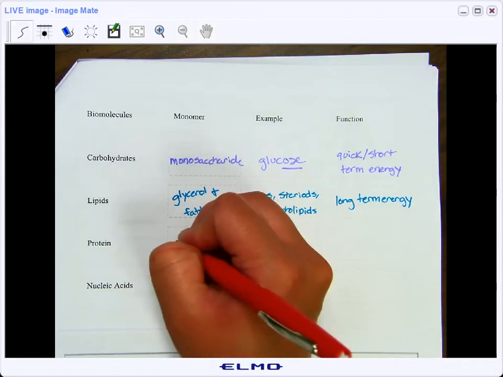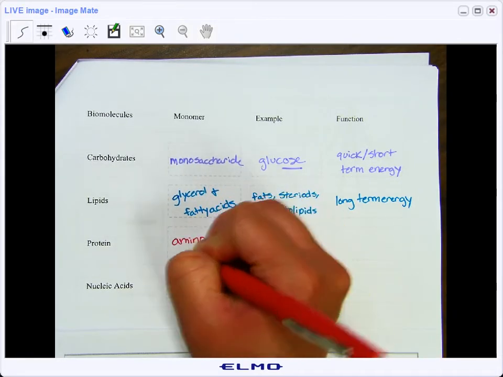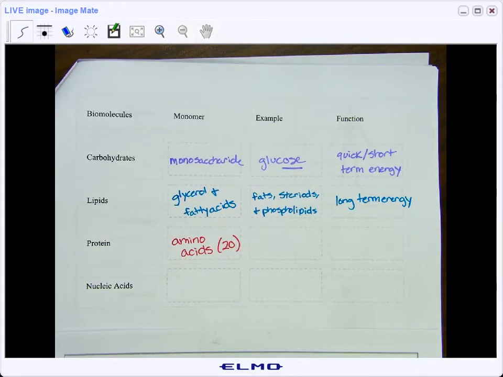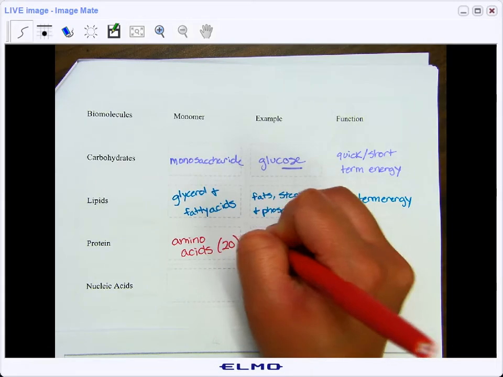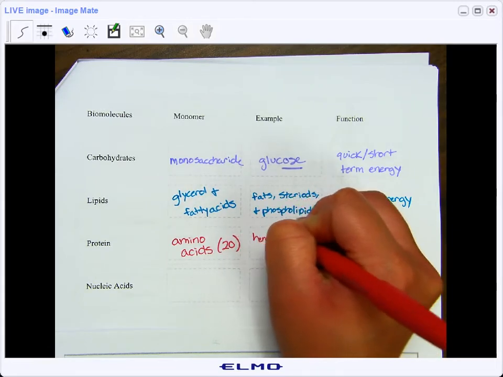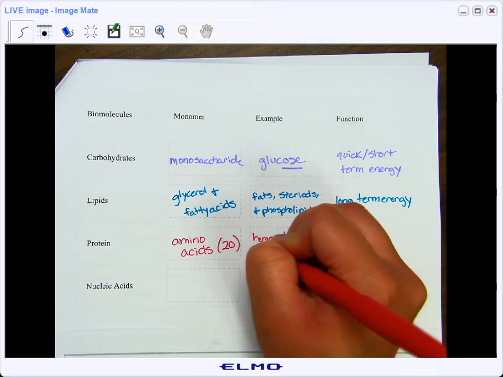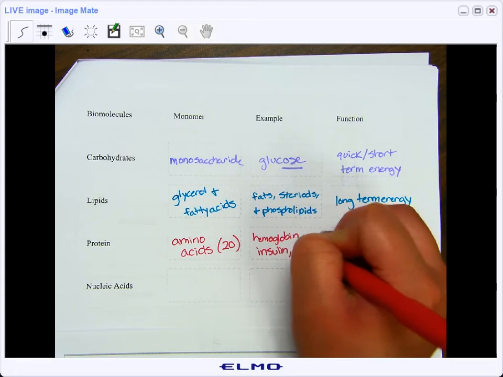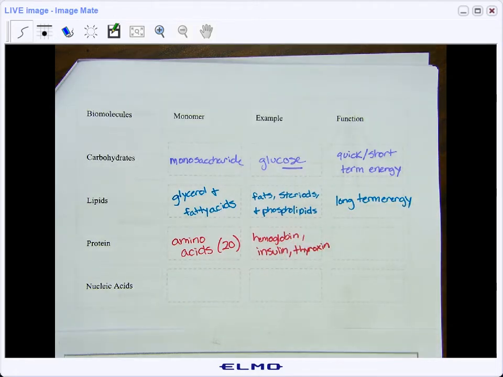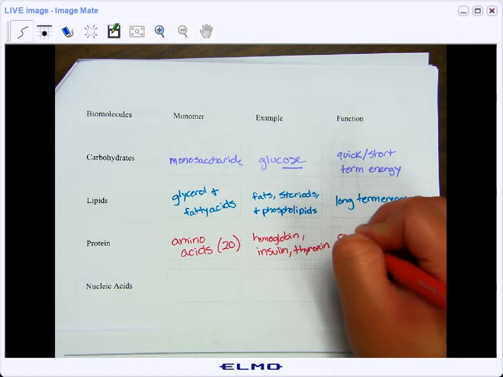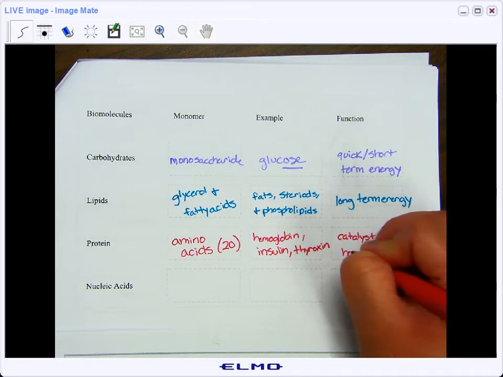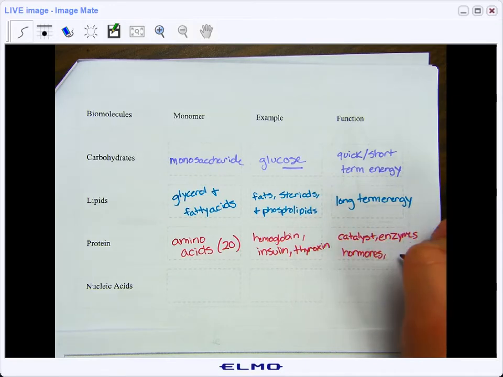Proteins. Monomers include amino acids. Remember, there are 20. Examples include hemoglobin, insulin, and thyroxine. Proteins are important as catalysts. They make enzymes, hormones, and muscle movement.